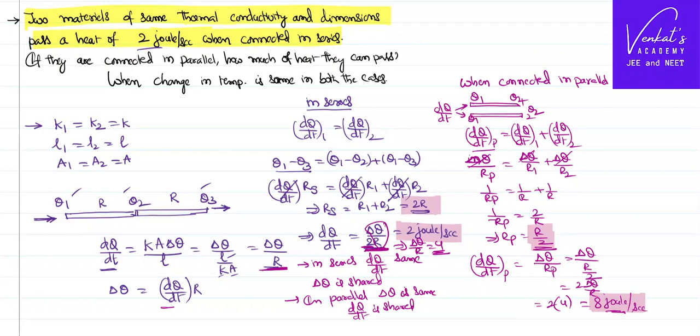So if you notice, while solving the problem, I have not only solved a problem, but I have also explained and derived equations for effective resistance, thermal resistance when they are connected in series, and effective thermal resistance when they are connected in parallel. And we have also noticed one important point that in series, rate of heat flow is same, but temperature is shared, whereas in parallel, temperature is same, but heat flow is shared.